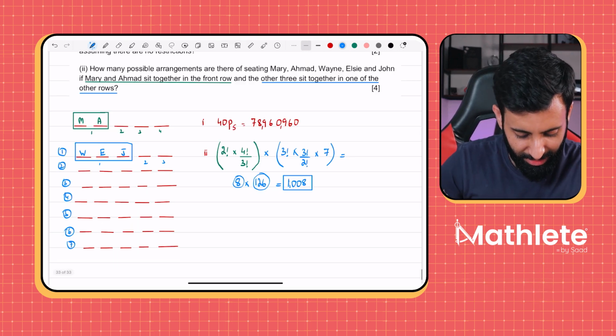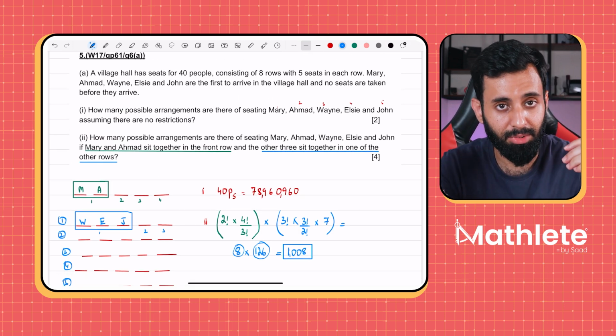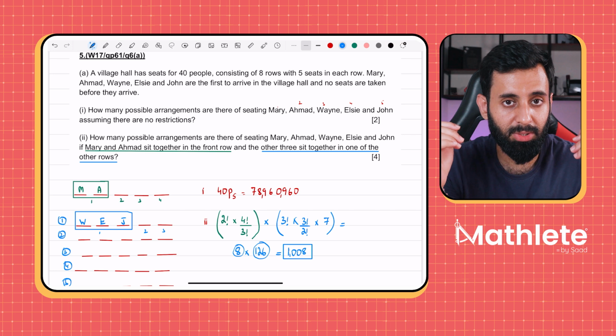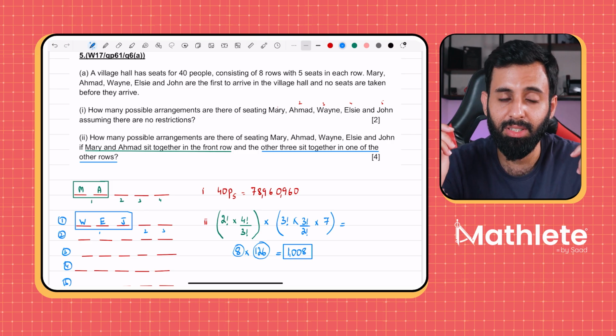So that's it. That's all there is. These are the questions where you had to arrange objects in different rows and columns. I hope this concept is also now clear. There's only one category that's left, and that is how permutations apply to numbers. So that's what we're going to do, inshallah, in the next video.